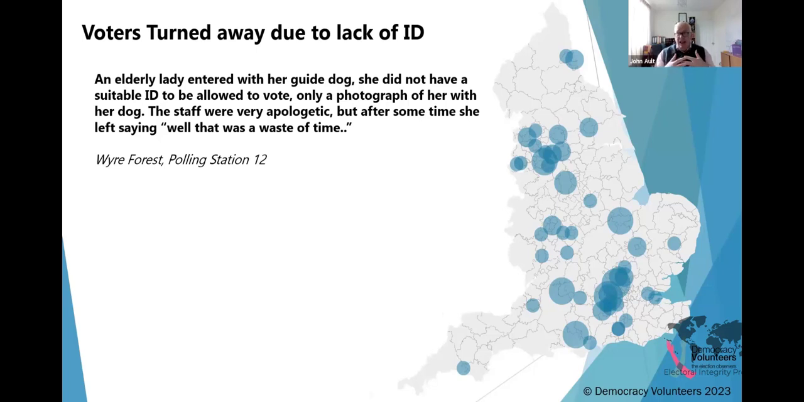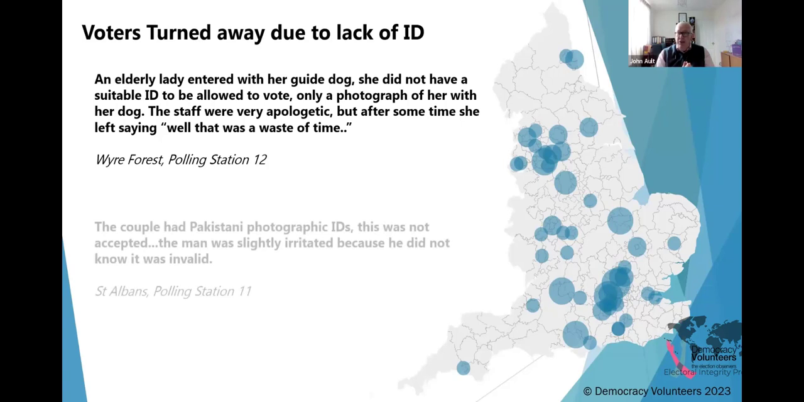Now, the policy is not designed to prevent someone like that from voting. That person probably doesn't have the capacity to go online to apply for a VAC. So there's got to be some thought about how someone like that is assisted to be able to vote in future. And that person was white passing, by the way.